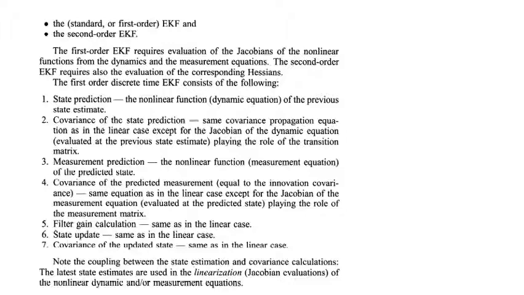The results will be the standard first order and the second order extended Kalman filter. This is going to be the flow of the algorithm. You can just read it. It's the same as the Kalman filter, except with some changes which involve Jacobian matrices to be computed. So you compute the Jacobians and use them to linearize.